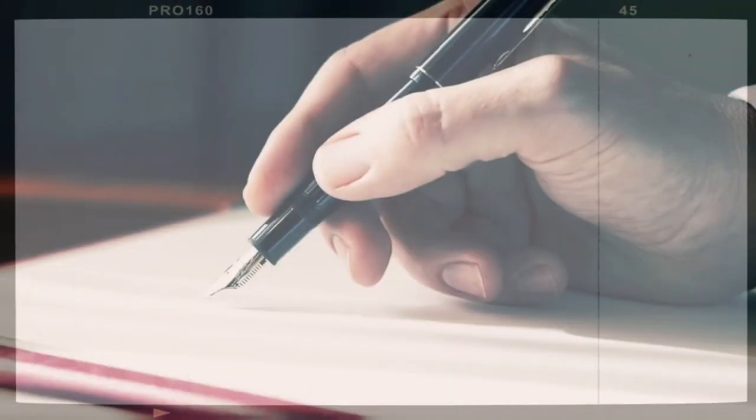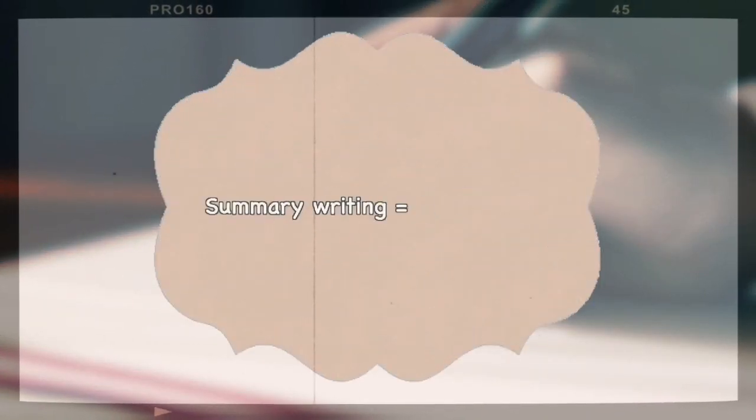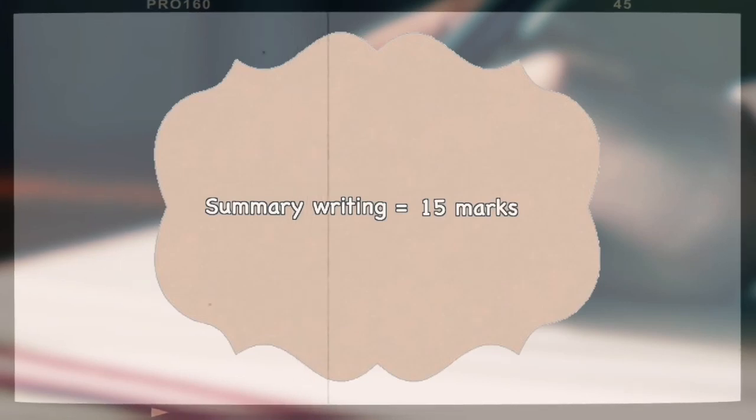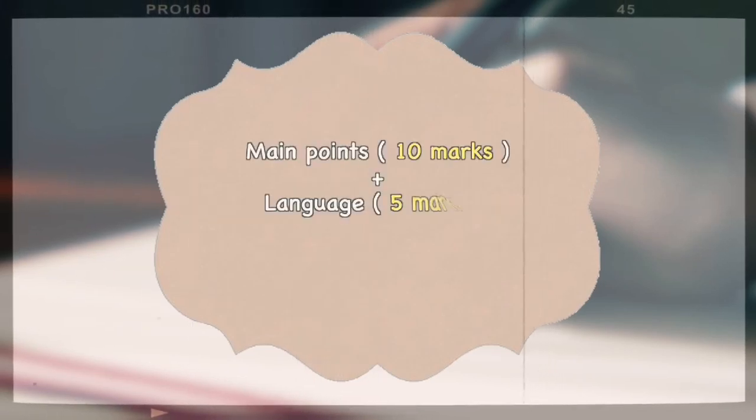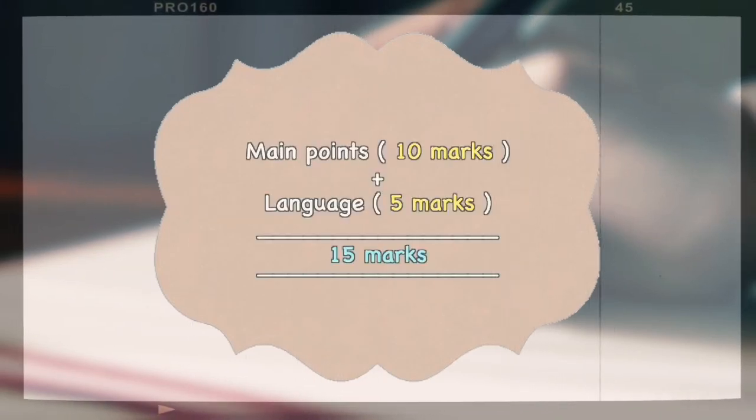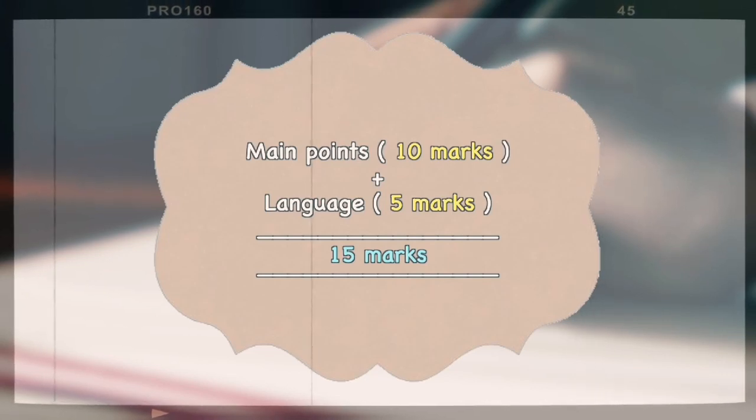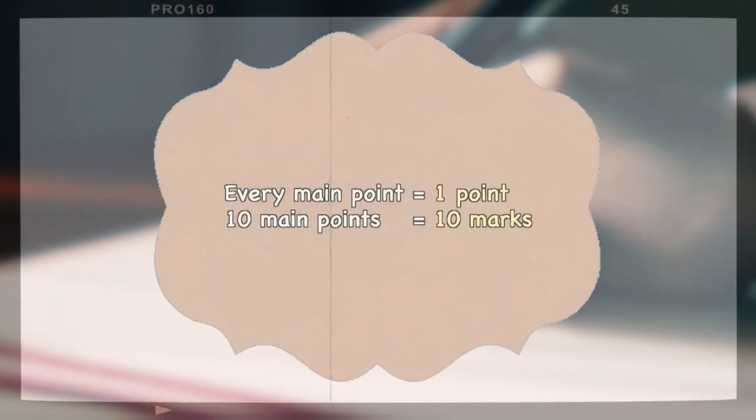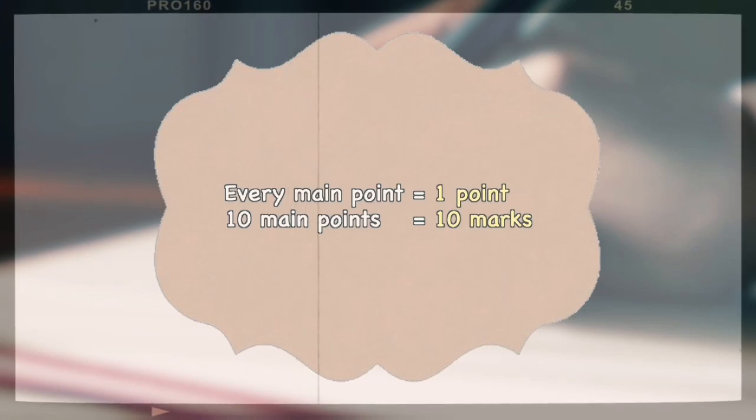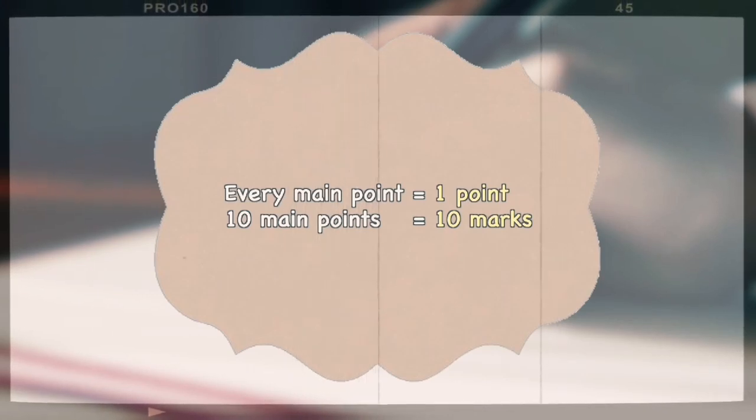Let's look at the marking scheme for this question. Summary writing is worth 15 marks. Marks will be given for main points and language. For every main point mentioned, 1 mark will be allocated, which totals to 10 marks.